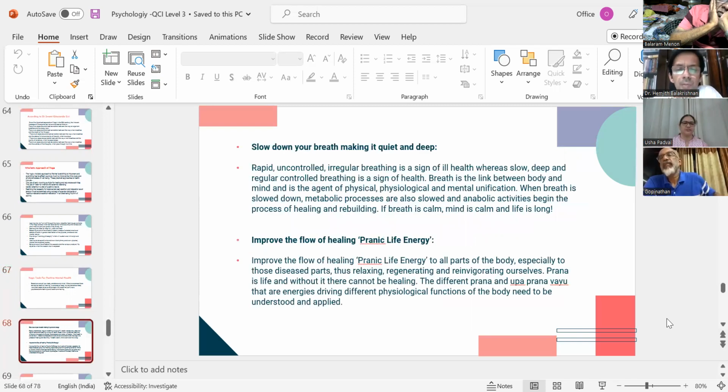Slow down your breath, making it quiet and deep. Rapid, uncontrolled, irregular breath is a sign of ill health, whereas slow, deep, and regular controlled breathing is a sign of health. We all know that. Breath is the link between the body and the mind and is the agent of physical, physiological, and mental unification. When breath is slowed down, metabolic processes are also slowed down, and anabolic activities begin the process of healing and rebuilding. If breath is calm, mind is calm, and life is long. Improve the flow of healing, pranic life energy to all parts of the body.